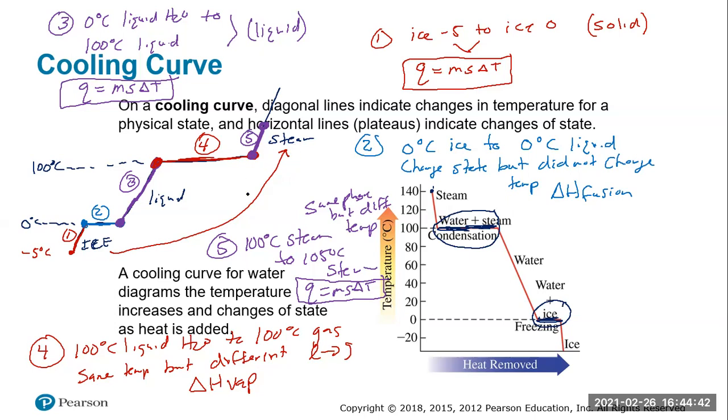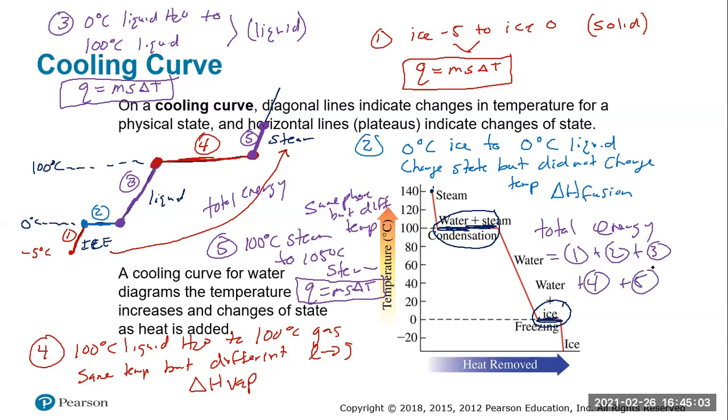So how would we figure out the total amount of energy? Well, the total amount of energy is very easily found by simply adding all those steps together. So the total energy would be step number 1 plus step number 2 in our case, plus step number 3, plus step number 4, plus step number 5. Basically adding all of the energy values you get together, and that will give you the total amount of energy to go all the way through that.